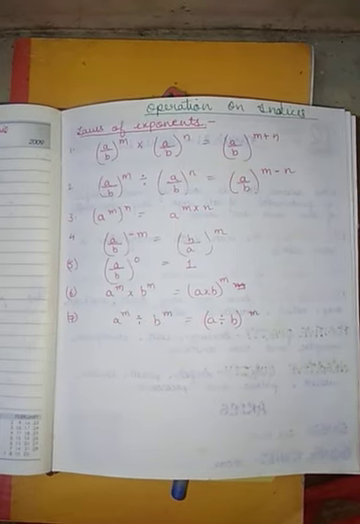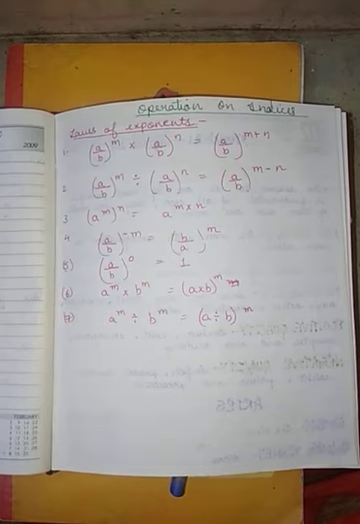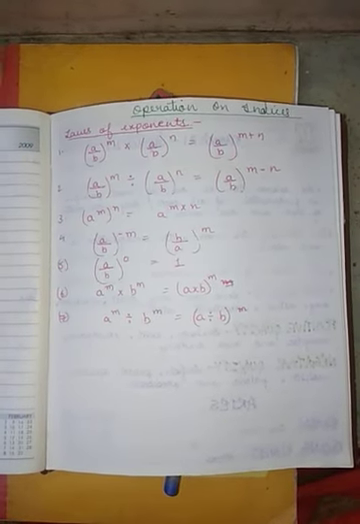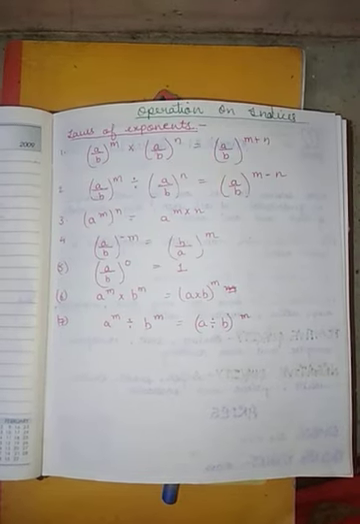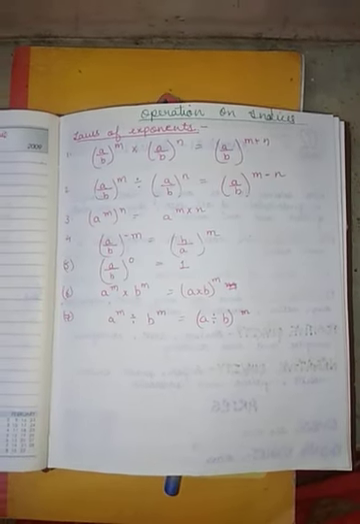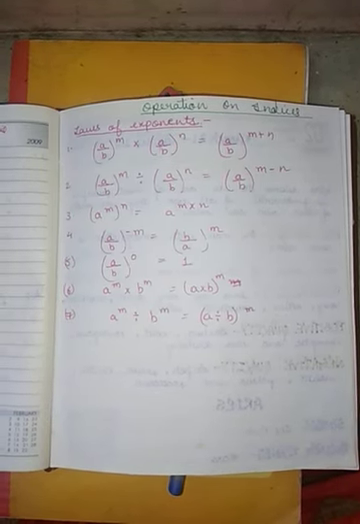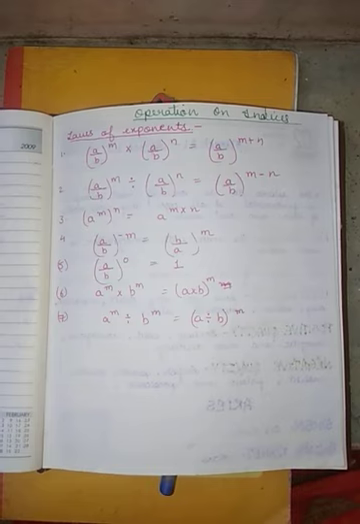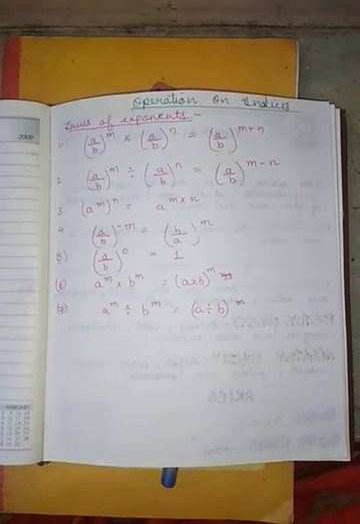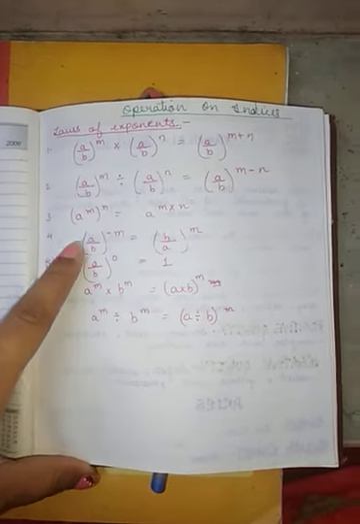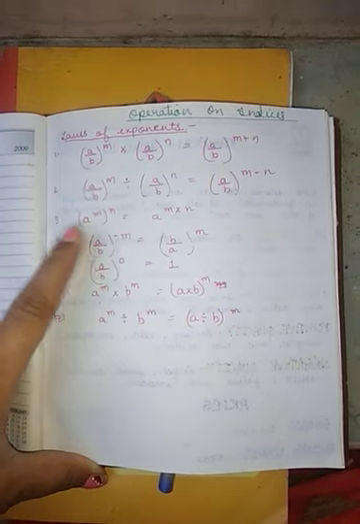The second rule is that if two exponents have the same bases and the bases are in division, then the powers would get subtracted. So (a/b)^m divided by (a/b)^n would give us (a/b)^(m-n). Powers would get subtracted.